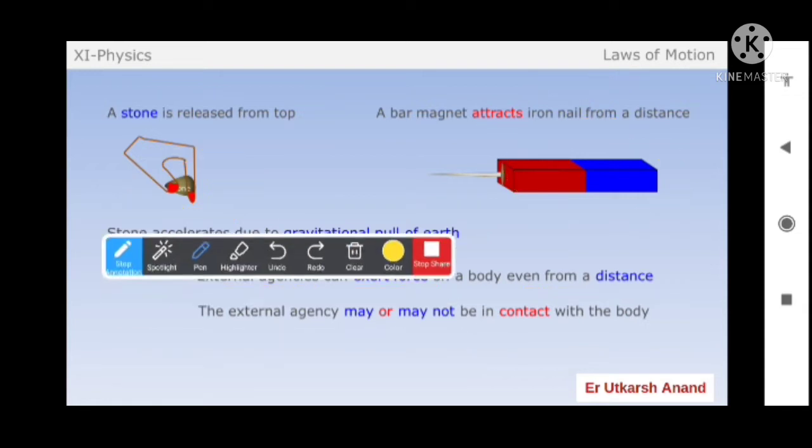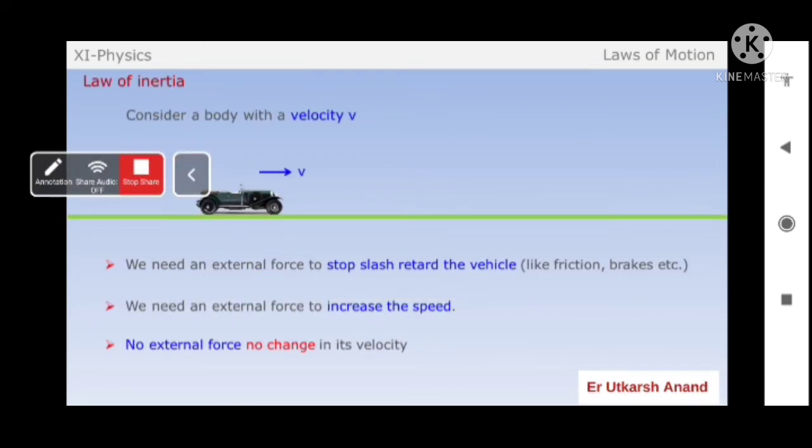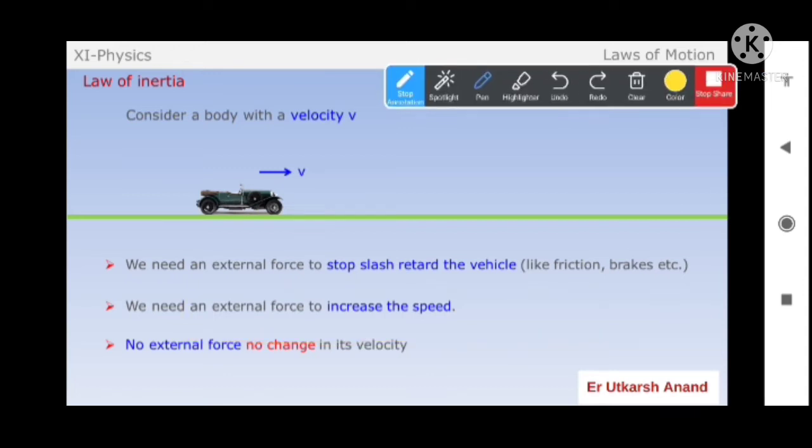Dear students, the external agency may or may not be in contact with the body. So the external agent or external force, whatever we are talking about, may or may not be applied by anything which is in direct contact. Now, let us move on to the next thing, which is the law of inertia. This is also called the first law of motion, or Newton's first law.